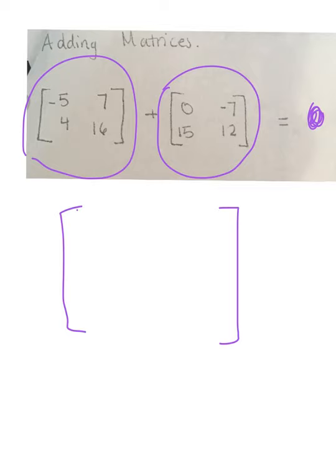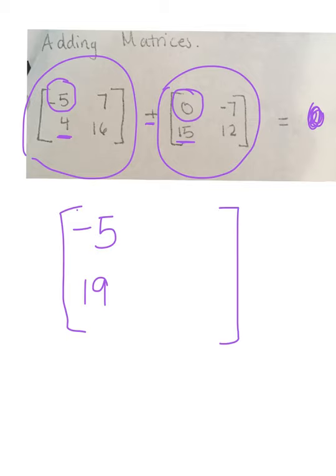What you do is things that are in the same position get added. So this is in the upper left, and it gets added to the other upper left. We do -5 plus 0, which is -5, and it comes out as your answer in that same upper left-hand corner. Now we'll do the lower left-hand corner. We do 4 plus 15, and the answer is 19, again written in the lower left corner.